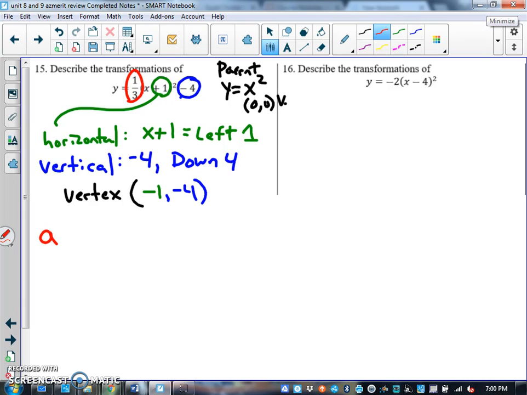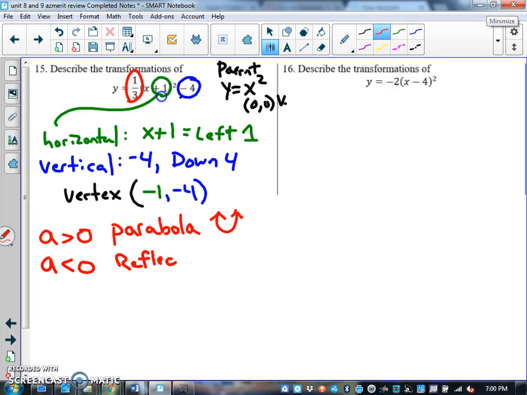Now, the only other transformation we have to look at is this 1/3 here. This is our a value. When a is greater than 0, we know our parabola opens upwards. How have I spelled parabola? When we know a is less than 0, we have a reflection over the x-axis. In other words, it opens downward.